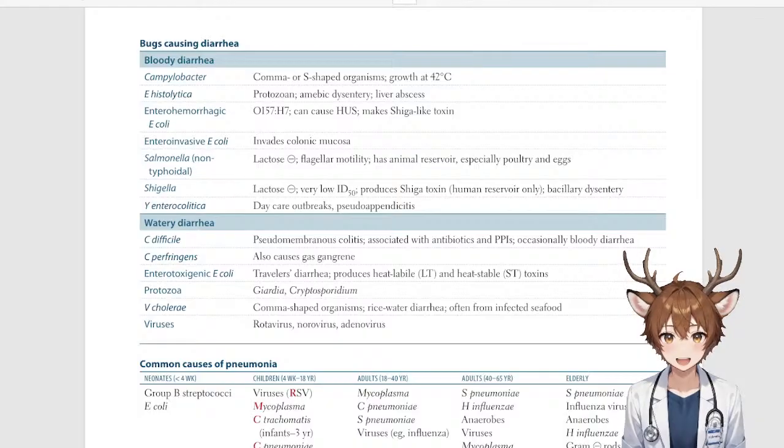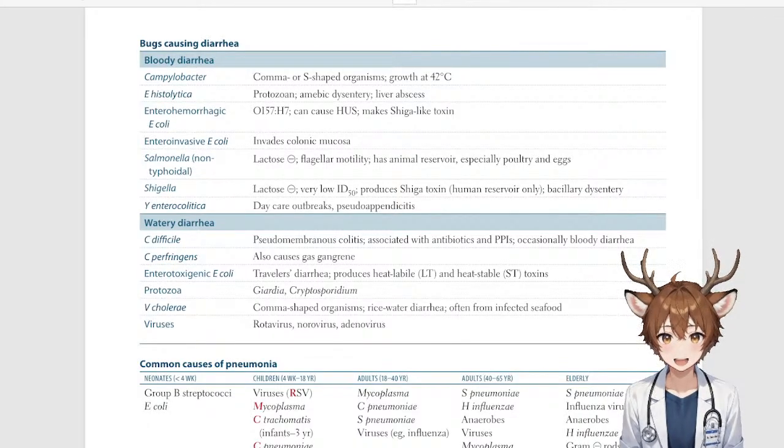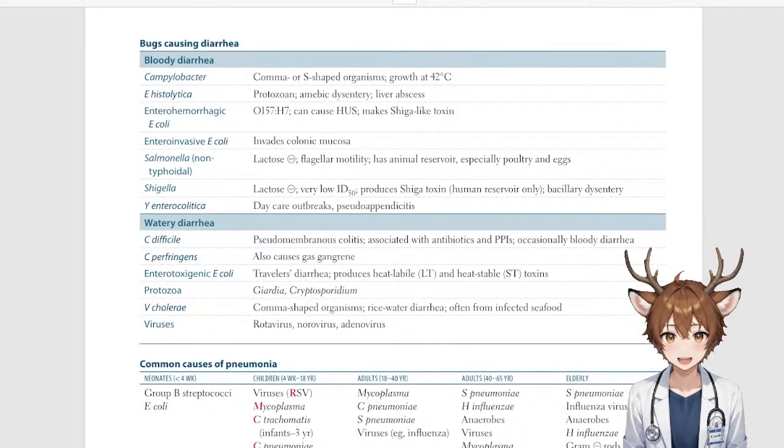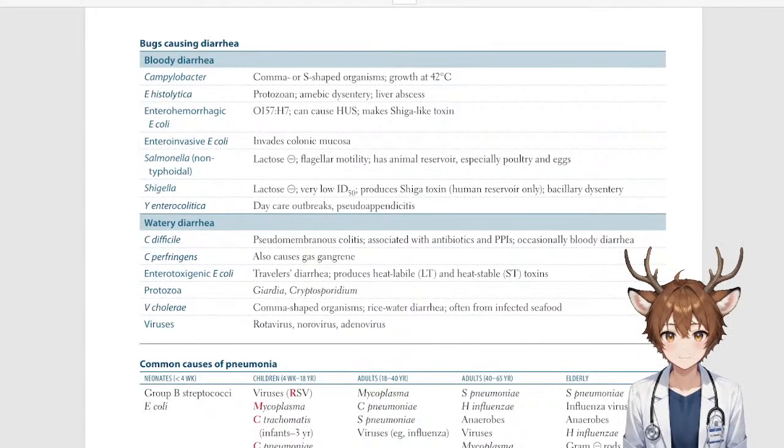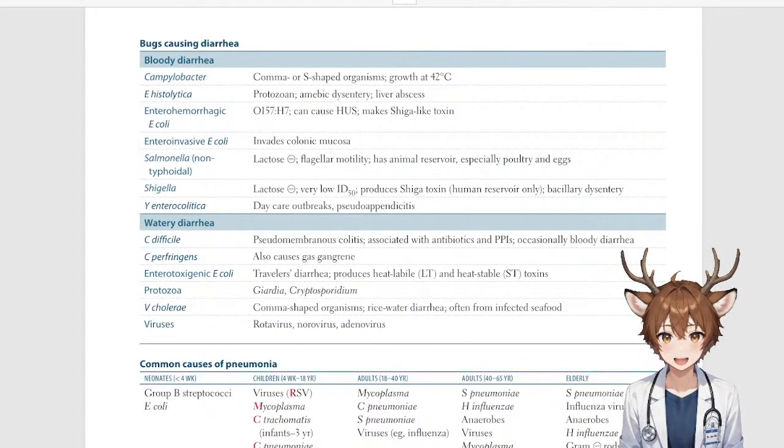Okay. What about the watery diarrhea types? Clostridium difficile, pseudomembranous colitis, associated with antibiotics and proton pump inhibitors, occasionally bloody diarrhea. So occasionally bloody diarrhea in the case of C. difficile. Clostridium perfringens also causes gas gangrene.